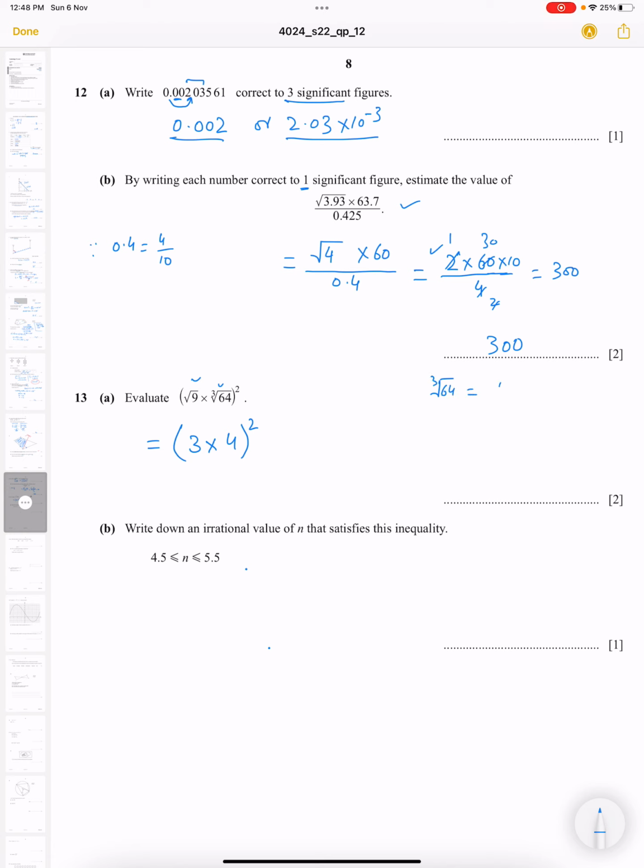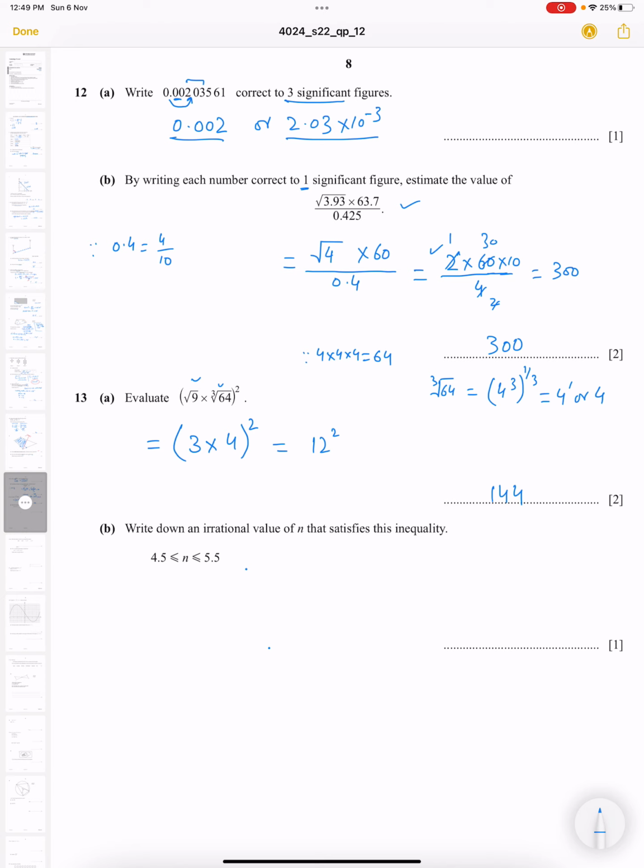Because 64 is 4 cube basically. We know that 4 multiplied by 4 multiplied by 4 gives us 64. And cube root means whole power 1 by 3. So 3 times 1 by 3 will give us 1. So that is 4 power 1, or 4. That's why it becomes 3 multiplied by 4 square, that is 12 square, which is 144. That's the final answer.